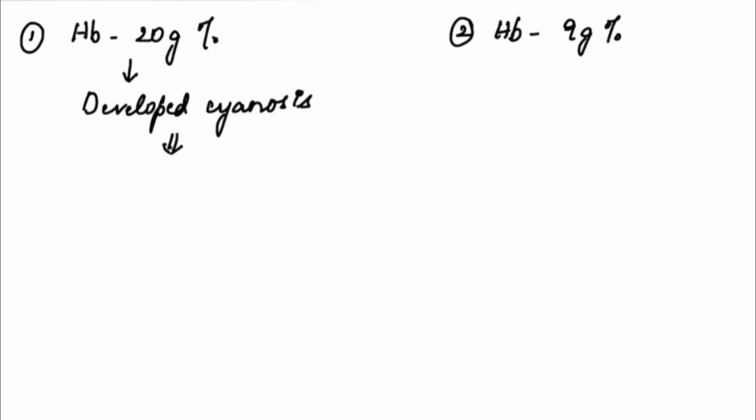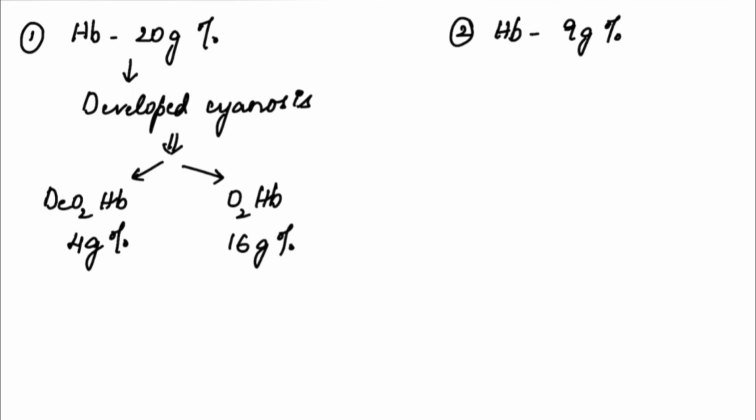Okay, let's look at two patients. The first patient with hemoglobin of 20 gram% and the second with a hemoglobin of 9 gram%. Now for the first patient, if he develops cyanosis, that means a minimum of 4 gram% should be deoxygenated hemoglobin. Now that gives automatically that oxygenated hemoglobin is 16 gram%.